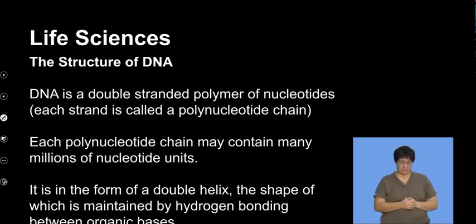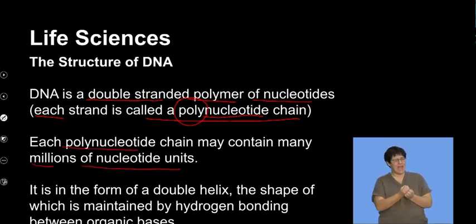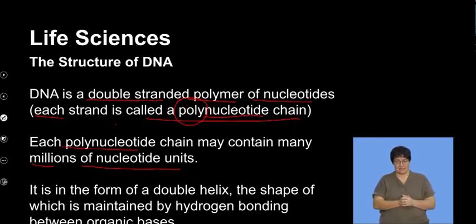So let's summarize that with a few key points. So as I mentioned, DNA is a double-stranded polymer made up of nucleotides. Each strand is called a polynucleotide chain. Again, the concept of being made up of many nucleotides. Each polynucleotide chain may contain millions of nucleotide units. So that strand that we looked at contains many nucleotides.